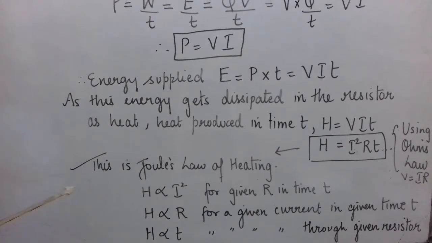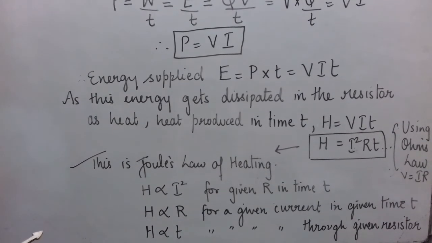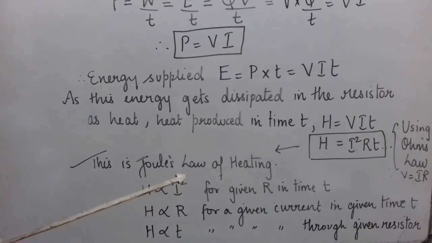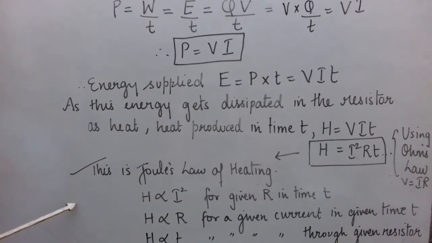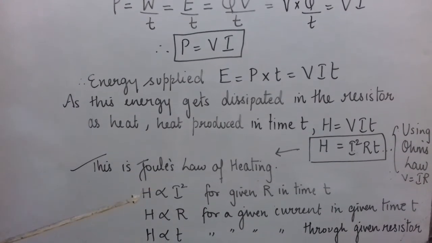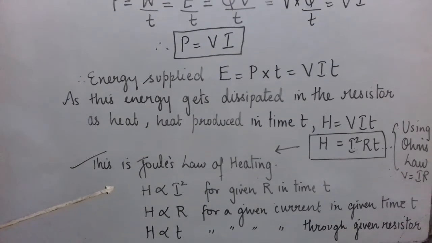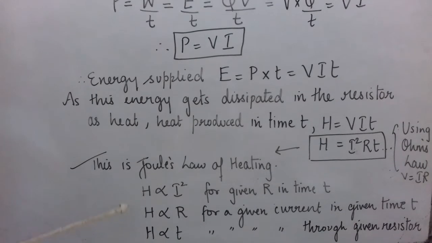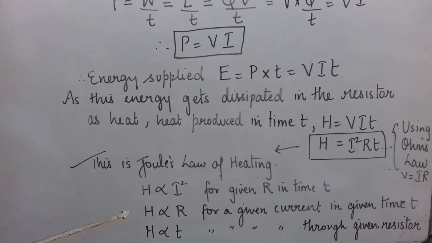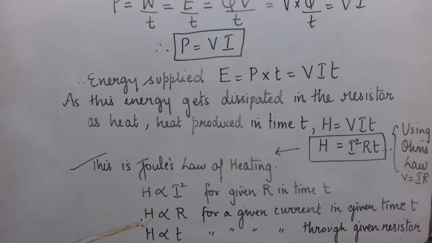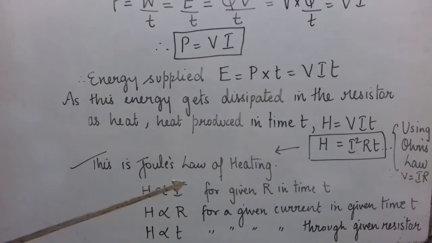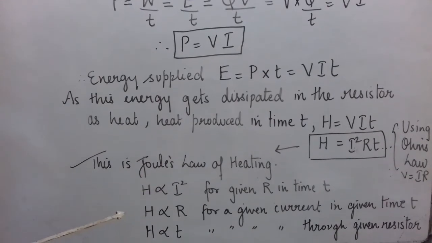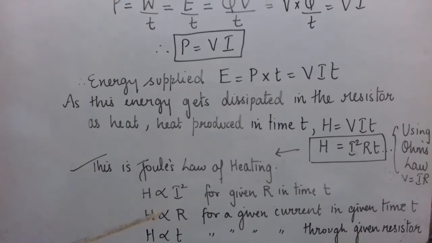So, when I say heat produced in a given resistor in time t, given resistor means this resistance is constant and time is also constant. So, heat produced in a given resistor in given time is directly proportional to the square of the current flowing through it. This is one part. The second statement you can write: heat produced is directly proportional to the resistance for a given current in given time. As I told you, when I and T are constant, then H will be proportional to R. So, heat produced is directly proportional to the resistance R of the resistor for a given current in given time.